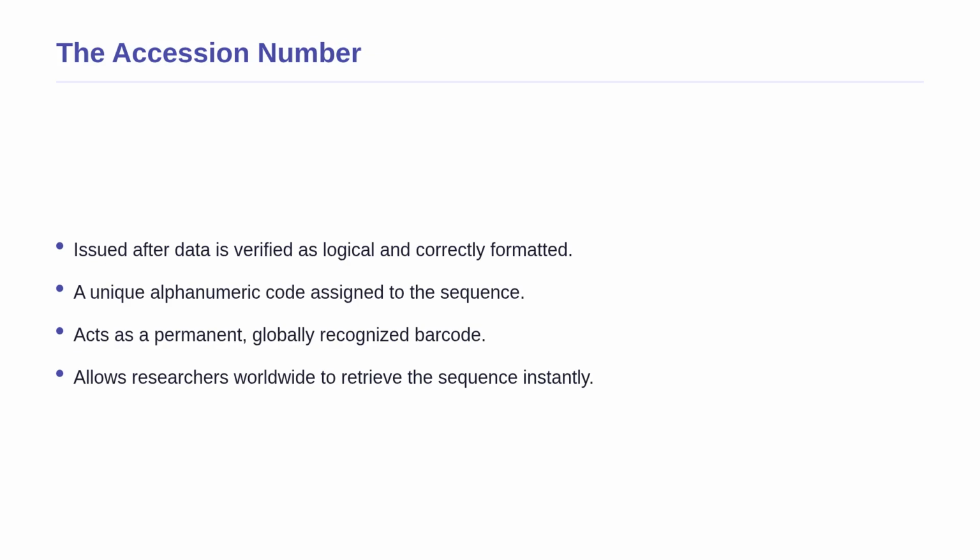Once you have chosen your tool and submitted your data, what happens next? Once the tool verifies that the data is biologically logical and correctly formatted, it issues a unique alphanumeric code called an accession number. You can think of this accession number as a permanent, globally recognized barcode for that specific sequence. It is the ultimate identifier. Whenever a scientist publishes a paper, they include this number so that anyone reading the research can instantly retrieve the exact genetic sequence from the public database and analyze it themselves.